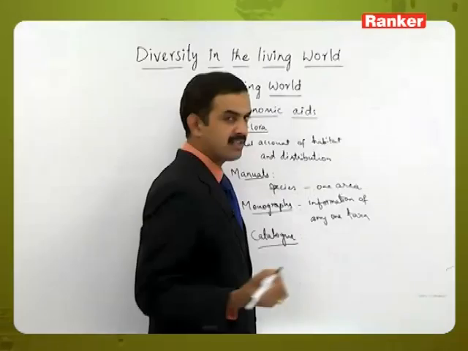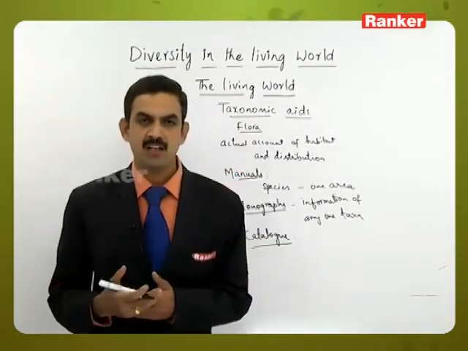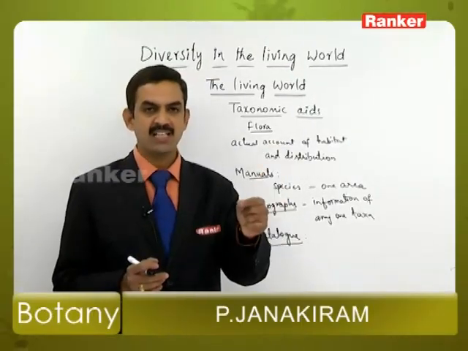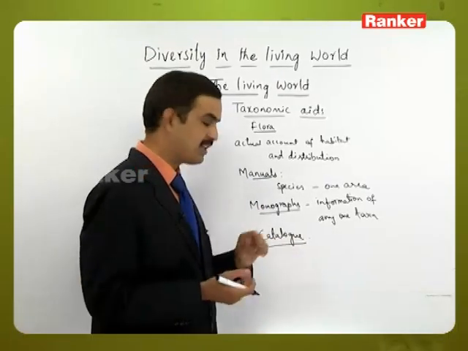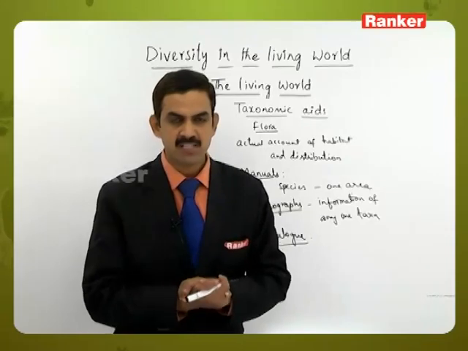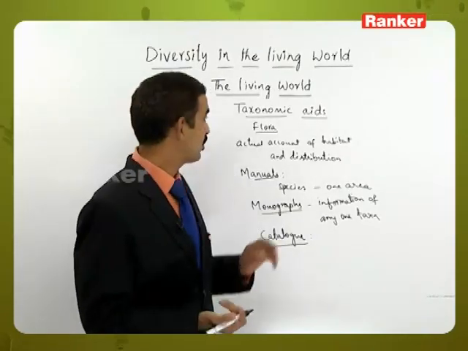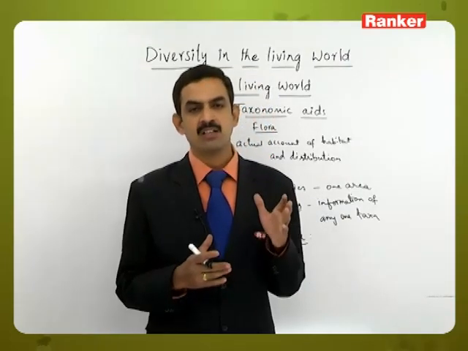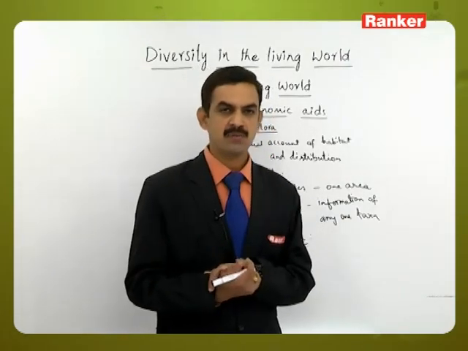Catalog means the list of items which are present in the herbarium or which are present in the museum. So it gives a list of items which are going to be observed in that particular area. So this is another taxonomic aid which helps in the identification of the plants. So these are various types of taxonomic aids, from the herbarium to the catalog, which are helping in the identification of the plants.